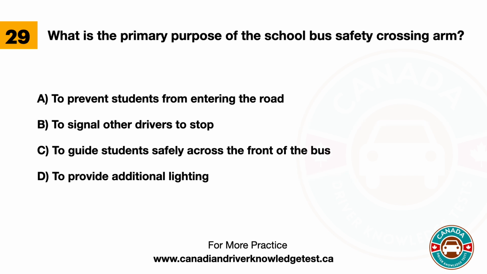Question 29. What is the primary purpose of the school bus safety crossing arm? A. To prevent students from entering the road. B. To signal other drivers to stop. C. To guide students safely across the front of the bus. D. To provide additional lighting. The answer is C. To guide students safely across the front of the bus.